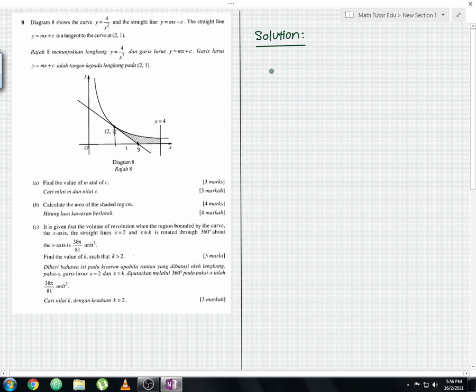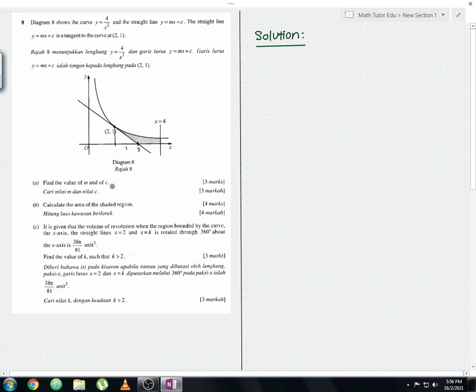Okay, let me read the question now. Diagram 8 shows the curve y equals 4 over x square and the straight line y equals mx plus c. The straight line y equals mx plus c is a tangent to the curve at coordinate 2, 1. So this is the coordinate 2, 1 and the tangent line. Okay, continue to read the question. Find the value of m and of c.